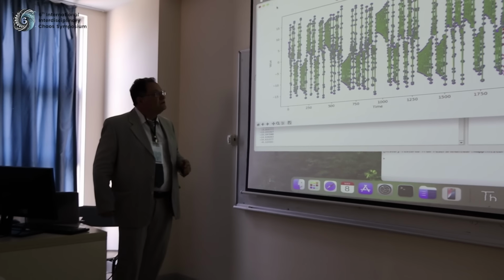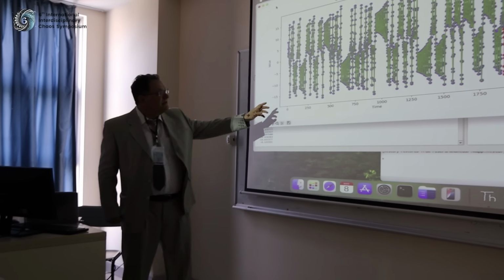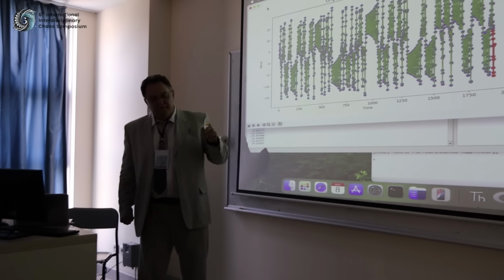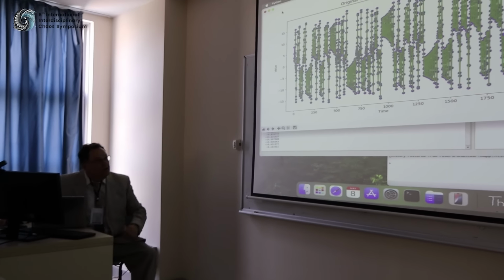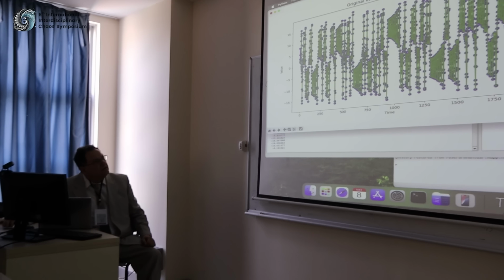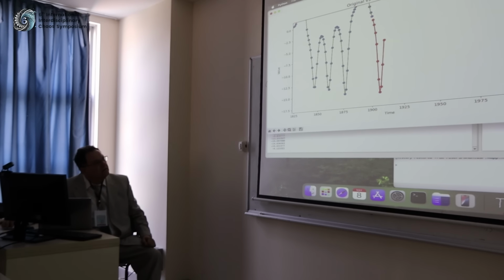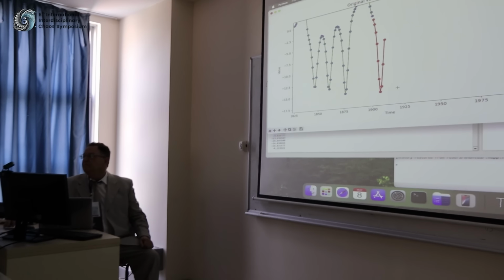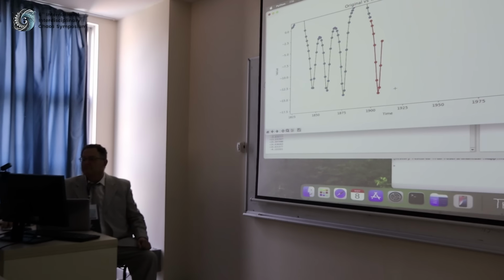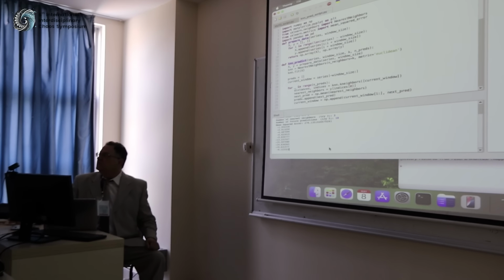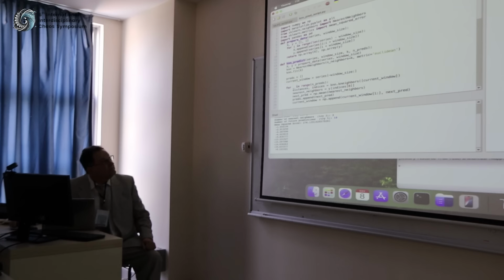Here is, as you can see, the training test points, the green and the blue, and the red point here is the prediction. The prediction is 10 points in the future. How good is this prediction? Let's see.